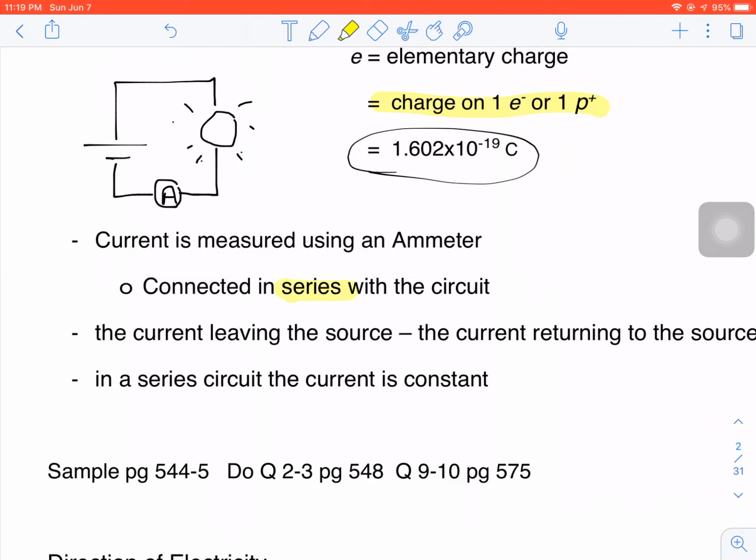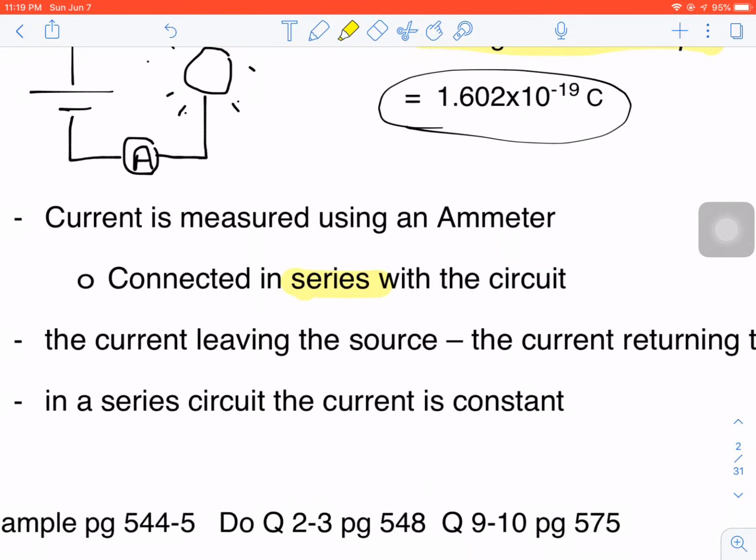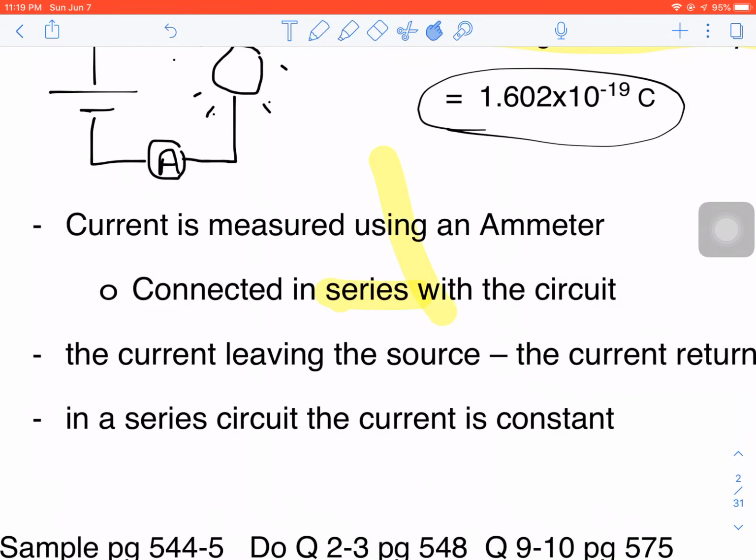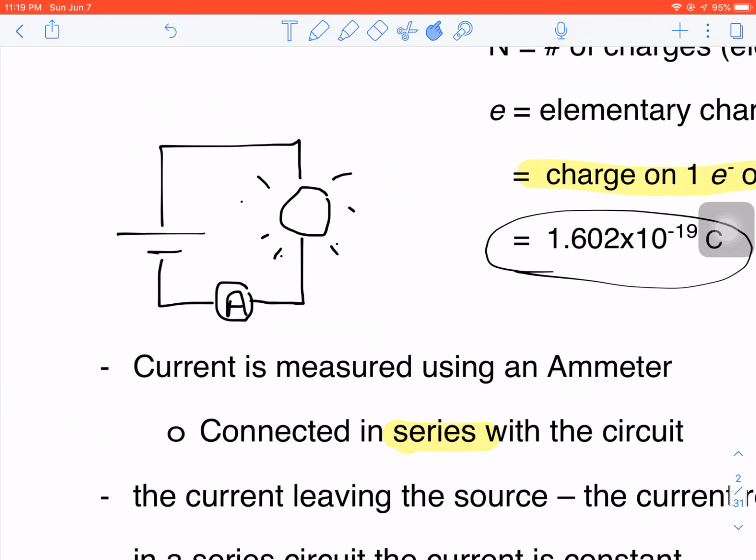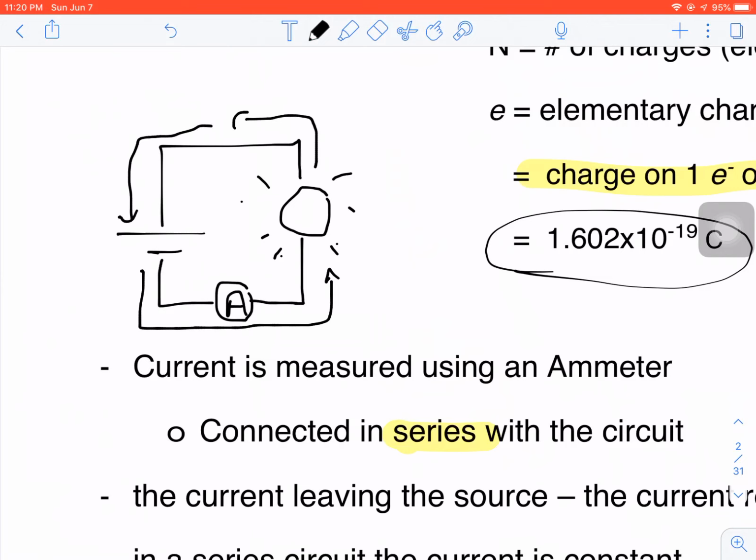So electrons that leave the battery here, or the cell, are traveling around the circuit and returning back to the cell again, right? Electrons only have one path. They have to go through the ammeter. I didn't connect the ammeter to two points outside of the circuit. I actually embedded it within the circuit. Okay, and that's called a series circuit.